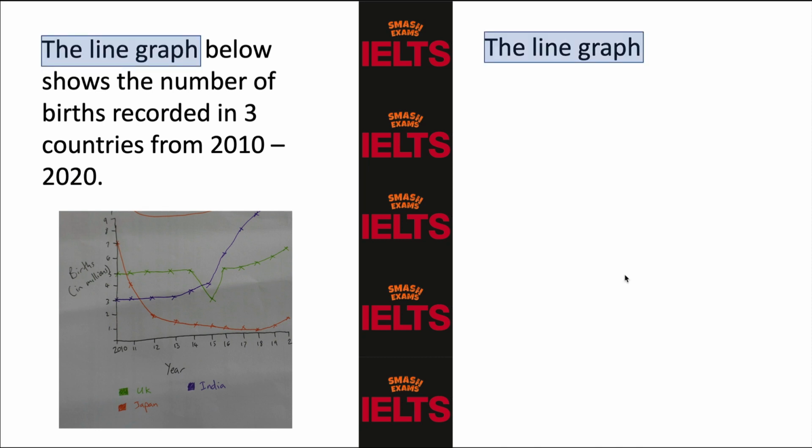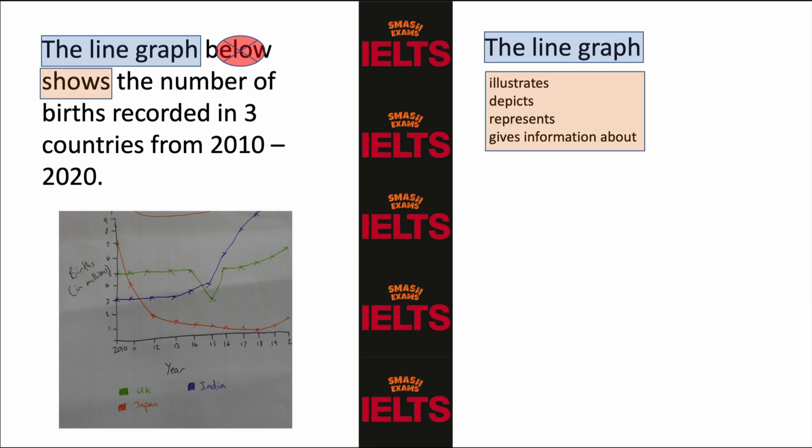The line graph always stays the same. You don't need to paraphrase the name of the text. Next thing you need to do is get rid of below, because it won't be below in your essay. Shows, this is in every single IELTS Writing Task 1. It usually says shows. Just change it to either illustrates, depicts, represents, or gives information about.